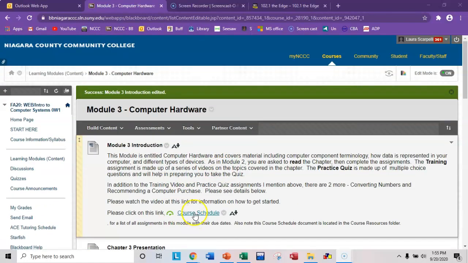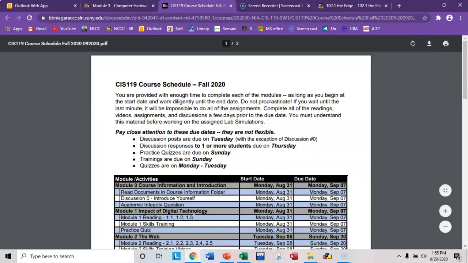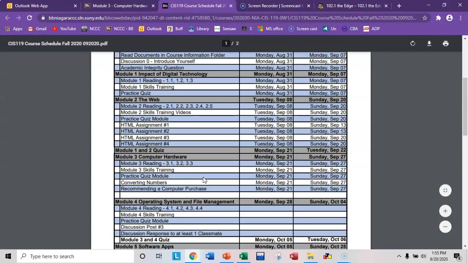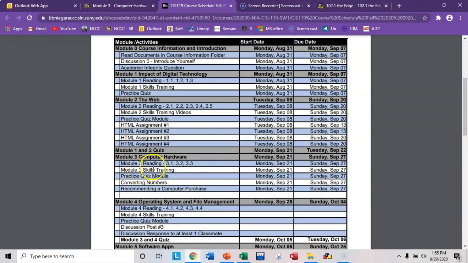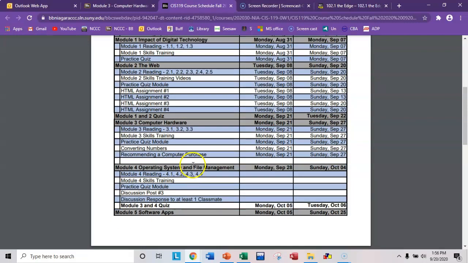So if you click on course schedule, I did update it with the assignments that you have. So you've got, again, the reading, the skills training, the quiz, the practice quiz, that is, converting numbers and recommending a computer purchase. So those are the ones. They're all due on the 27th, so do let me know if you have any questions. We'll then have the actual quiz for modules 3 and 4 together, and that'll come after we finish module 4.